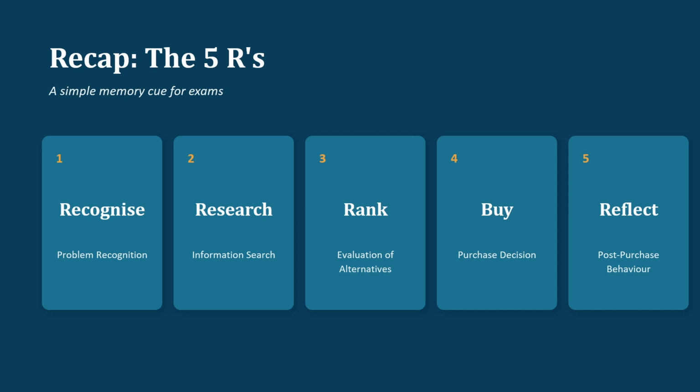Now quickly, let's revise the entire process through the 5 R's. The first one is recognize, where you recognize the problem. Then second stage is about research, which is information search. The third stage could be remembered as rank, where you evaluate the alternatives. You then make the purchase in the buy stage, that is purchase decision, and then the reflect stage, which is the post-purchase behavior.